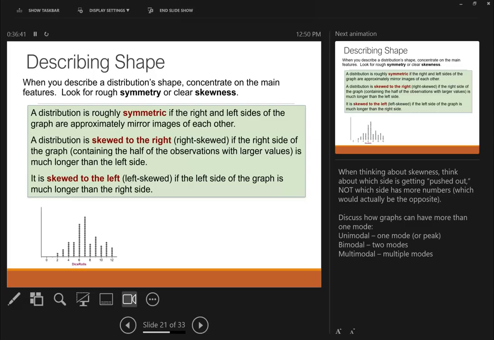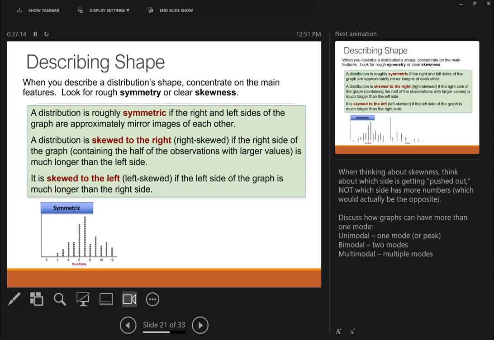So let's look at some pictures here. If I look at that data set, symmetric, skewed right, or skewed left? Well, the center looks like it's right there around 6 or so, correct? So the one side goes from 6 to 2, the other goes from 6 to 12. That's about the same, isn't it? That, I would say, is symmetric. Close enough.